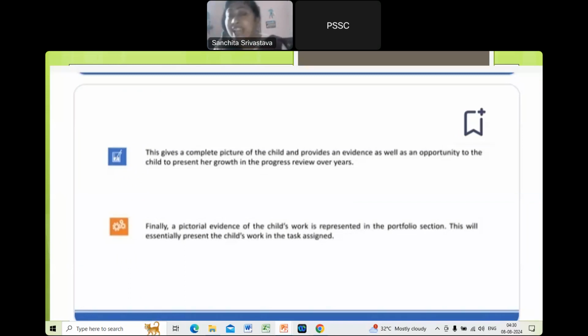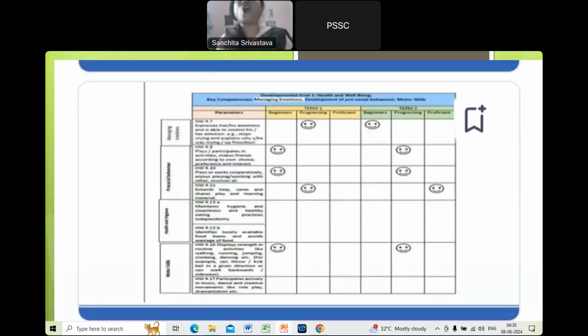Finally, a pictorial evidence of the child's work is represented in the portfolio section, and this essentially represents the child's work and tasks assigned. And finally, you see a holistic progress card looks like this, that whichever way, for example, role play, the child is here: beginner, progressor, and proficiency. Again, in term 2, in which subject he is a beginner, only a smiley is given and there is no grade given to it. So that means the child stands here. You can plot a graph of it also without harming the individual sentiment of the child as well as the parents.